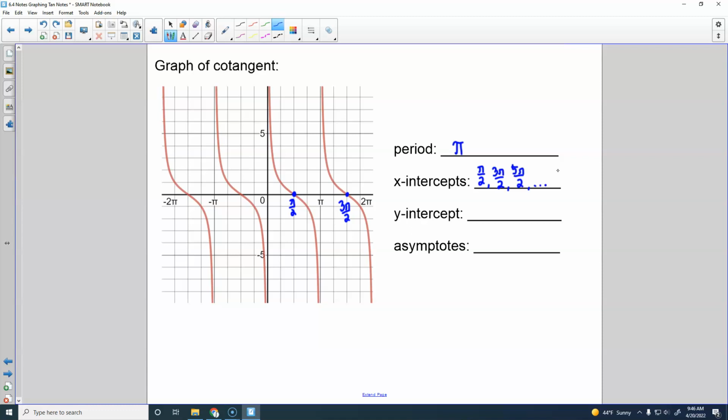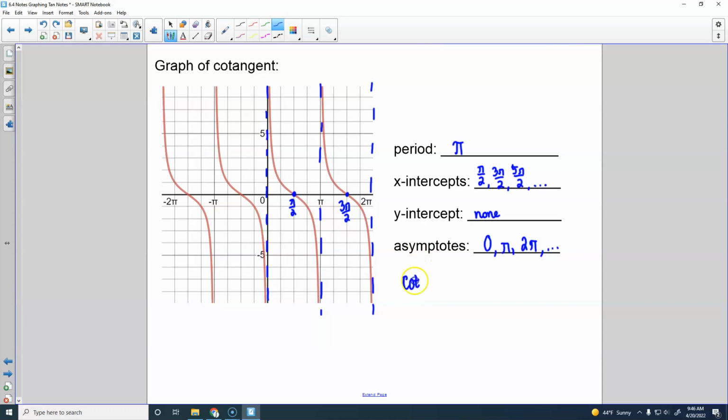It is a trick question because there is not one, because you have a vertical asymptote right there at 0, so it's never actually going to touch that y-axis, so you have none. And then our asymptotes here, we can see are at 0, pi, we would have another one over here at 2 pi, so 0, pi, 2 pi, dot, dot, dot. Think about the same thing.